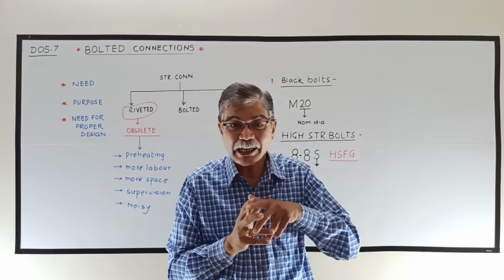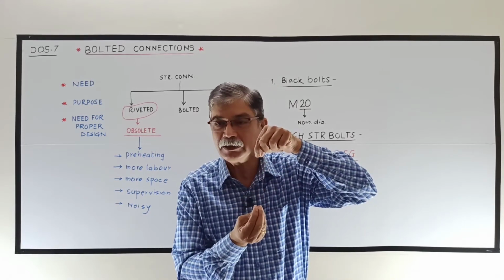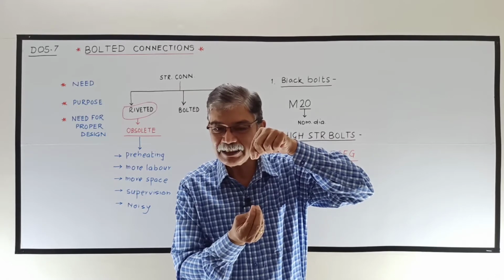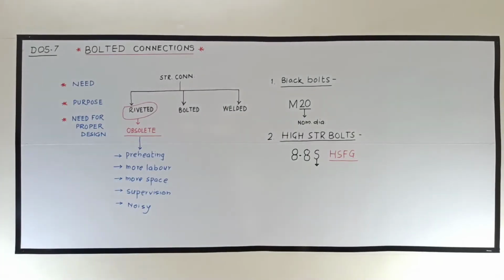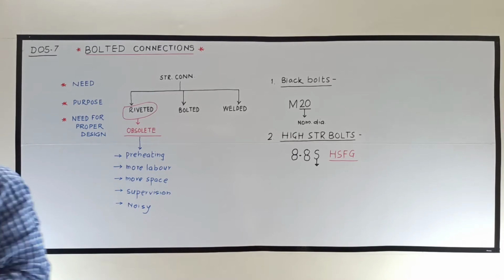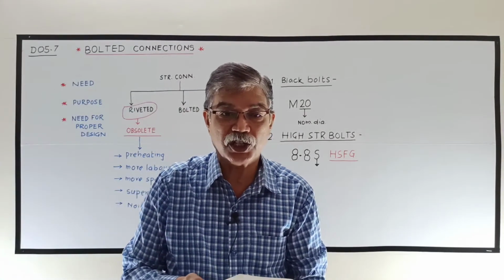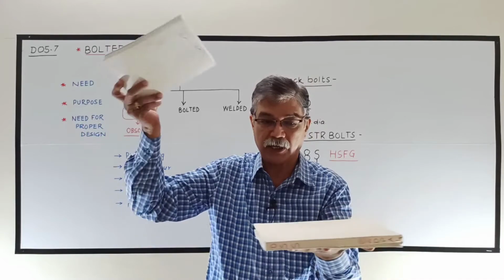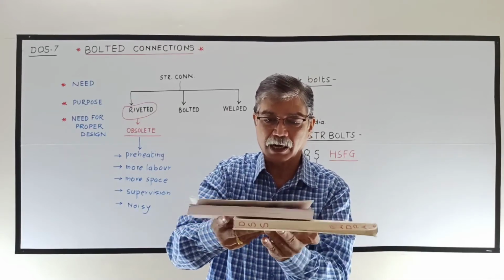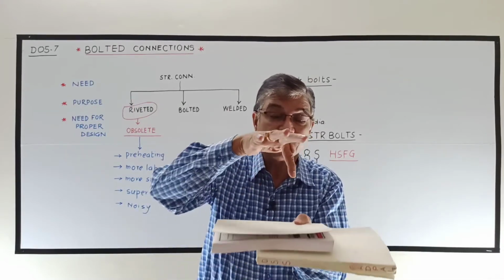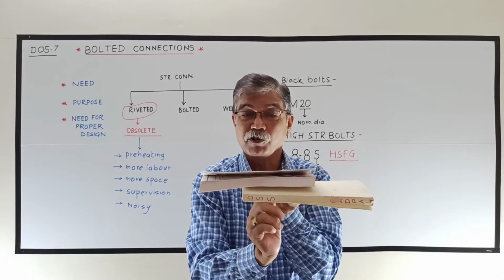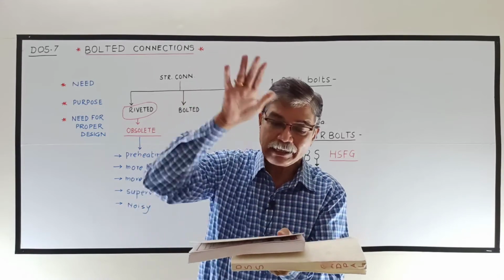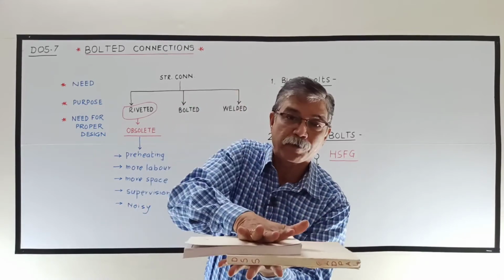What happens due to the initial tension induced in that? Due to this initial tension, extra clamping force is developed. See, this is one plate, this is another plate. Okay, so they are lap jointed, and say this is the bolt which is used. Now if it is a high strength bolt, whenever the nut is tightened, extra clamping force will be developed.